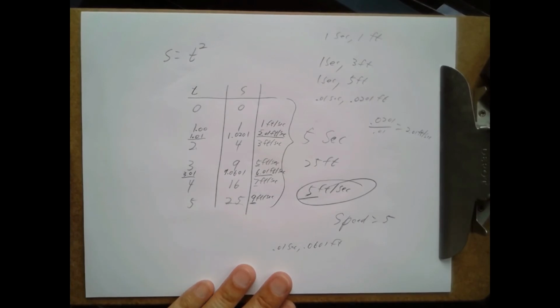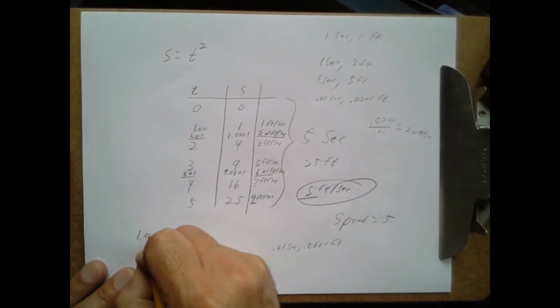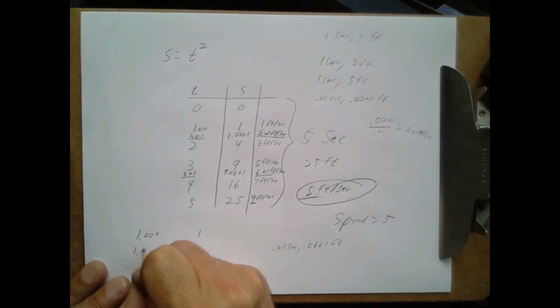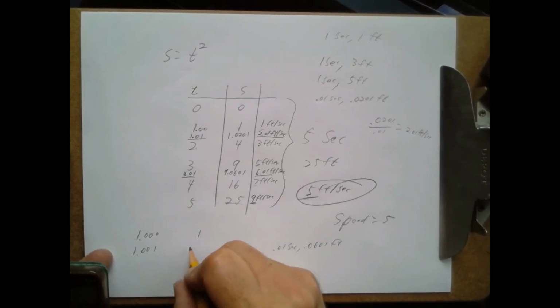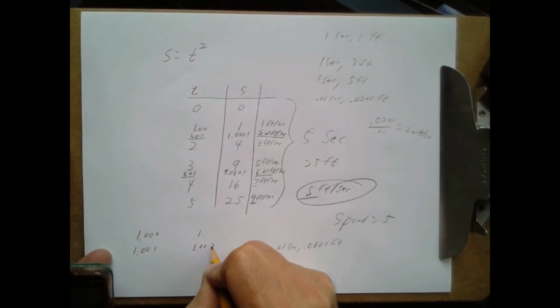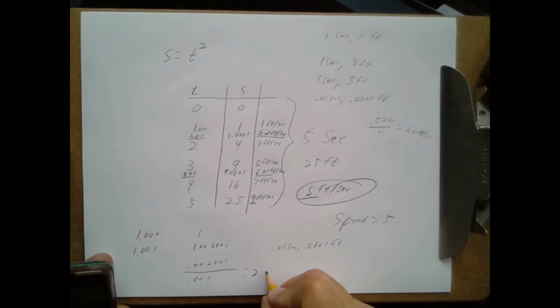All right. So this is what calculus is. It's taking this to an extreme and saying, suppose that we took this measurement over 1,000th of a second. So at 1 second, we're at 1 foot. At 1.001 seconds, my formula on my calculator says we would have gone 1.002001 feet. So the total distance we traveled is 0.002001, and the total time was 0.001. And if we do that division, we end up with 2.001.